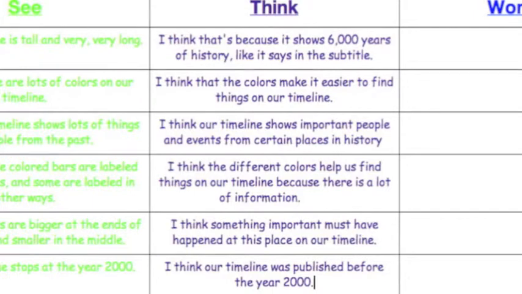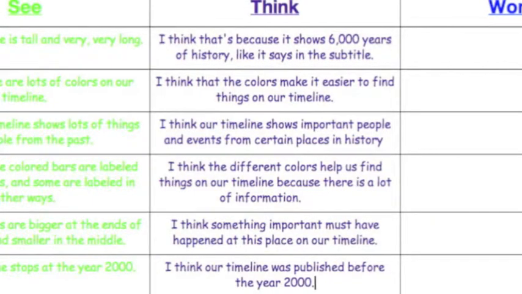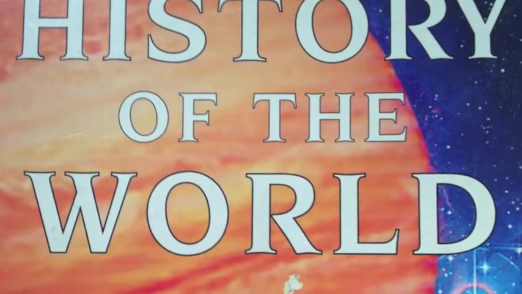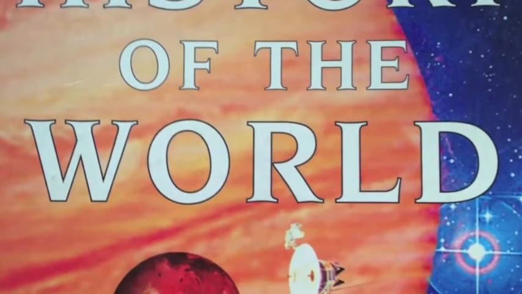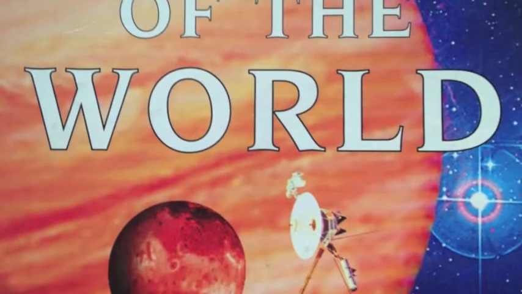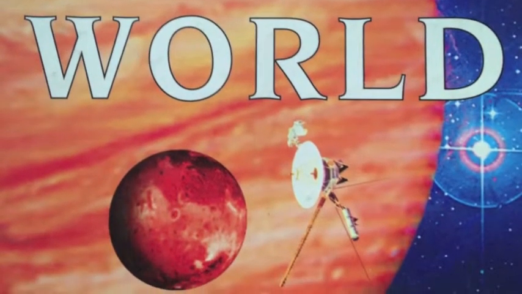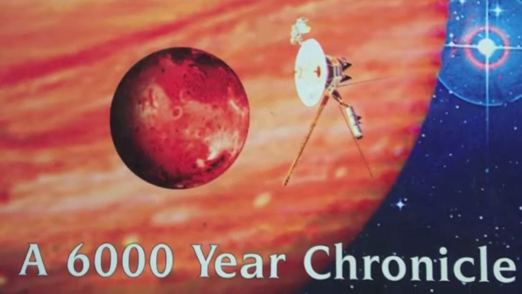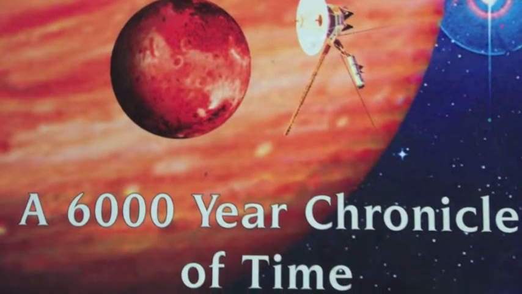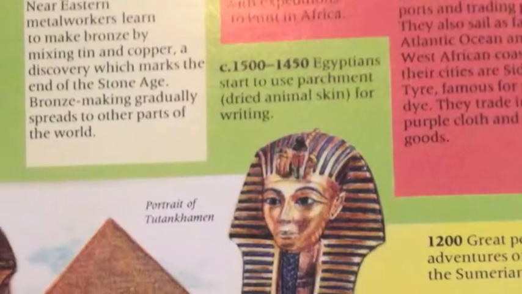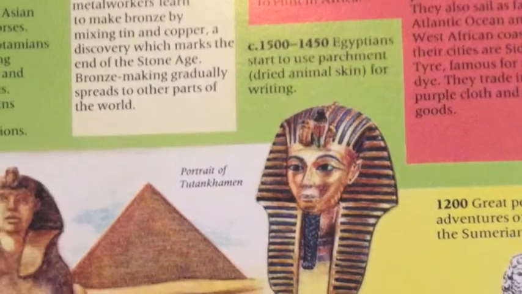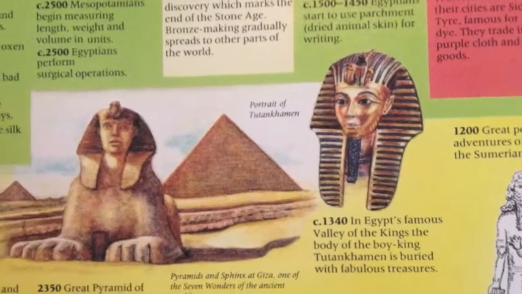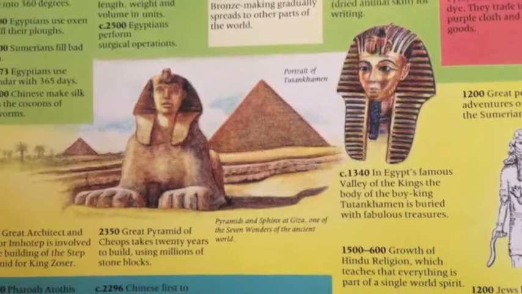Now, we'll examine some of your thinking a bit more deeply. The subtitle, the words after the large title words on the cover of the timeline, say a 6,000-year chronicle of time. Do you think this might be the reason our timeline is so tall and so very, very long? Some of the entries in the individual bars of color seem like they might be related. What do you think these bars of color might mean on our timeline?